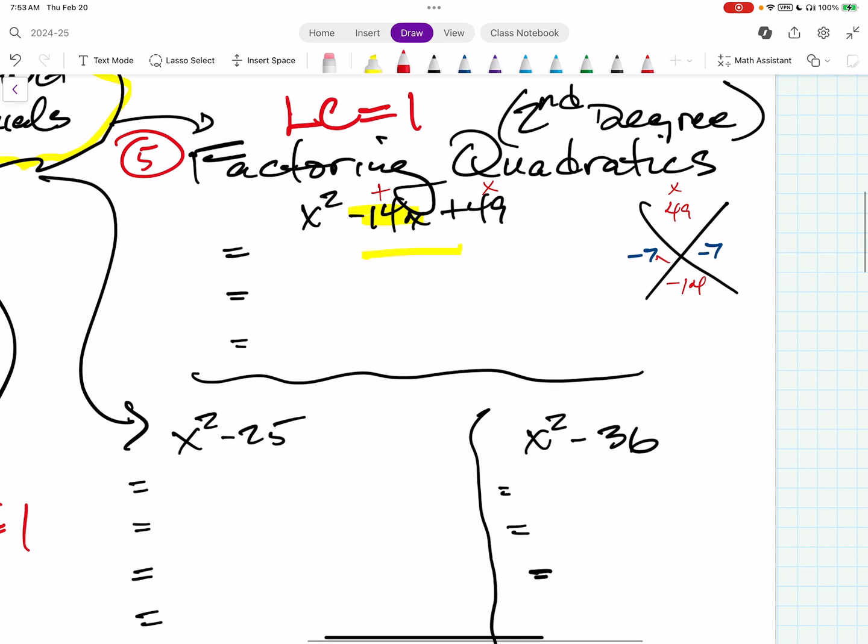I'm talking about the -7x and a -7x is a -14x here. So I'm going to split the middle term. So we've got x squared here, -7x, -7x, and then we have this plus 49. So you split the middle term into two terms, okay? Split middle term. All right, and now you do factor by grouping.